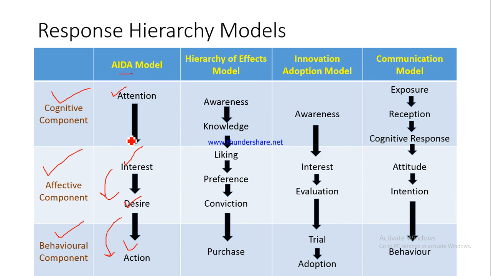Now I hope you remember why we are actually grouping them into these 3 different categories. Attention is basically a cognitive component, the affective component, the feeling part, is interest and desire, while the behavioral part is when he actually does something towards the product, which is the action. And that is why we are showing these 3 different categories.